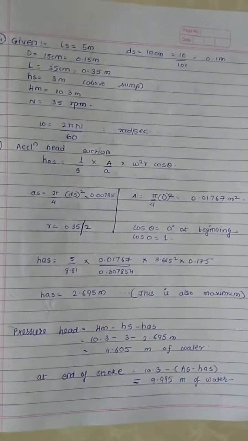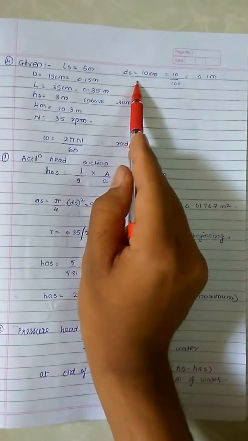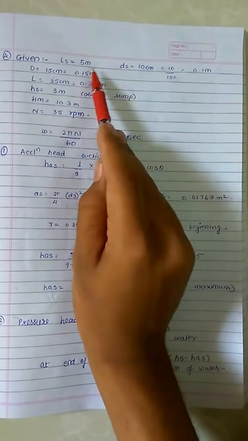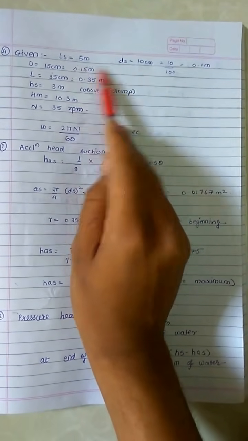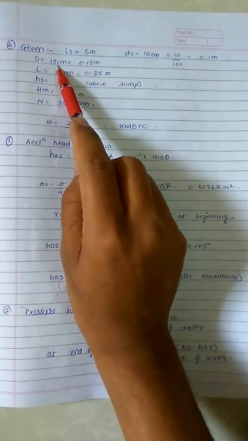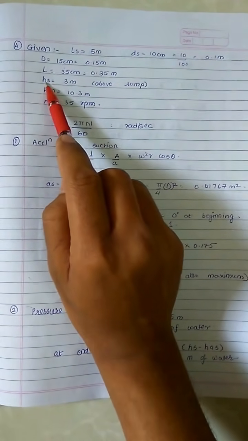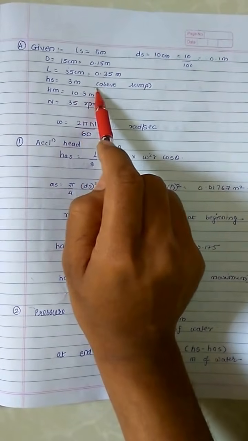Okay friends, this is the next numerical we'll be seeing. We have been provided the length of the suction pipe and the diameter of the suction pipe, one in centimeter and one in meter, converted to meter. So we have been given the cylinder diameter, the length of the cylinder, and the suction head, that is 3 meter above the sump.